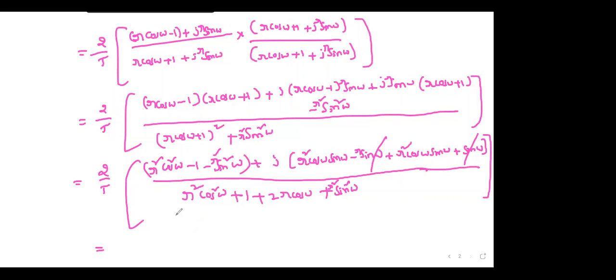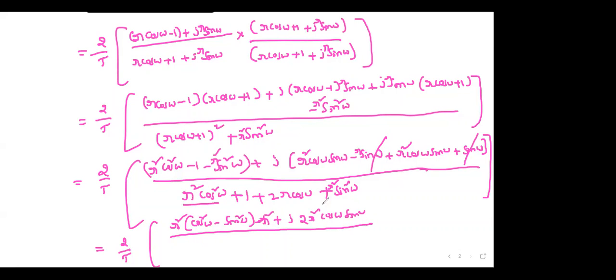This is okay, correct. Then this can be written as r square of cos square omega minus sin square omega minus 1 plus j into r square cos omega, which will give 2 r square cos omega sin omega, divided by the denominator. r square cos square omega plus r square sin square omega will be written as r square only, then plus 1 plus 2 r cos omega.